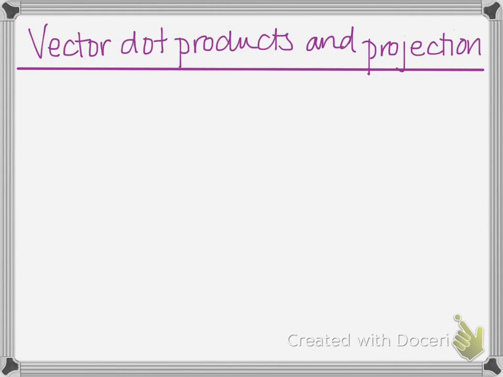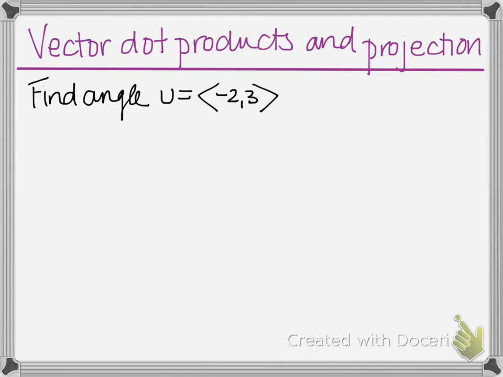We would like to find the angle between two vectors. Vector u, which is -2, 3, and vector v, which is 1, -6.